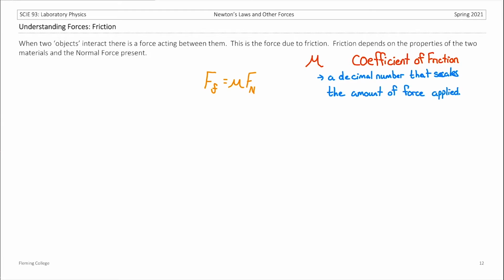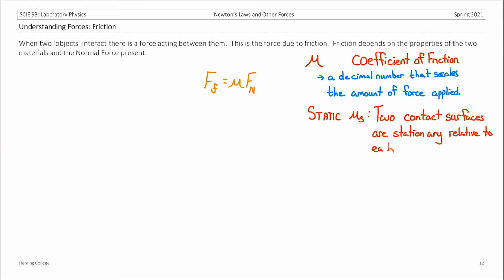We have two types of friction we consider. Static, which we use a subscript S, and we use static friction anytime the two surfaces are stationary relative to each other. As soon as the two surfaces start to move relative to each other, we consider that a kinetic situation. So we apply kinetic friction whenever two surfaces move relative to each other. Generally speaking, a coefficient of friction for static surfaces is going to be greater than the coefficient of friction for two surfaces that are kinetic, or moving between each other.